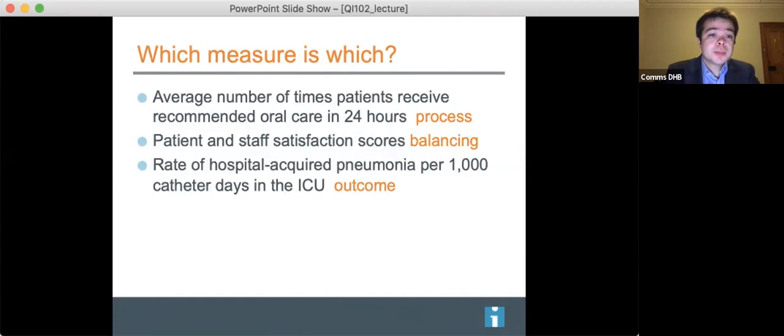So that is something that we wanted to measure, the patient satisfaction, on the change of this pathway, to make sure that anything like that, and other areas that might crop up that we didn't think of, were causing problems, then we could address those as well. So that's a balancing measure.